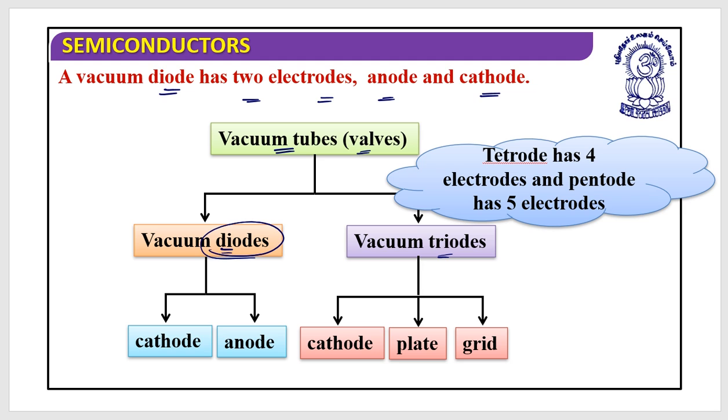Diodes, as the name suggests, have two terminals: one is the cathode, another is the anode. And a vacuum triode has three terminals that we call the cathode, plate and grid. In the same way we have tetrodes, which have four electrodes, as well as pentodes, which have five electrodes.